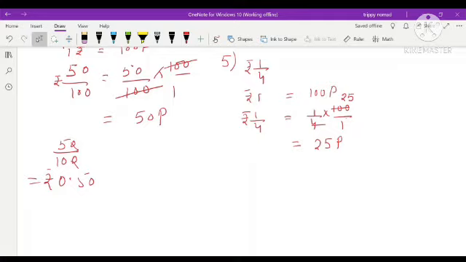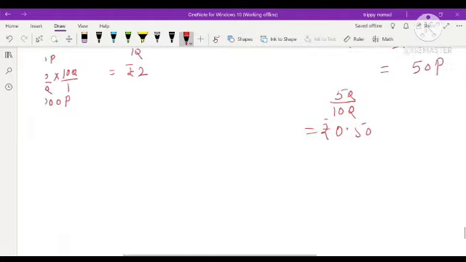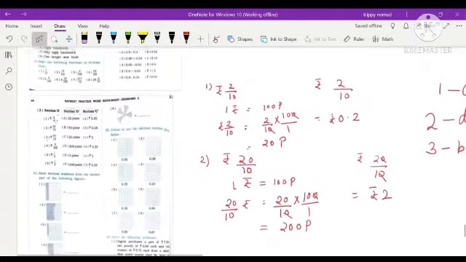Earlier we took the statement given in rupees to convert into decimal. Here we will take paise and convert into rupees in decimal form. So 1 paise is equal to 1 upon 100 rupee. Same way 25 paise is equal to 25 upon 100. That means 0.25 rupee. Same way, children, as I told you how to write, you will write.